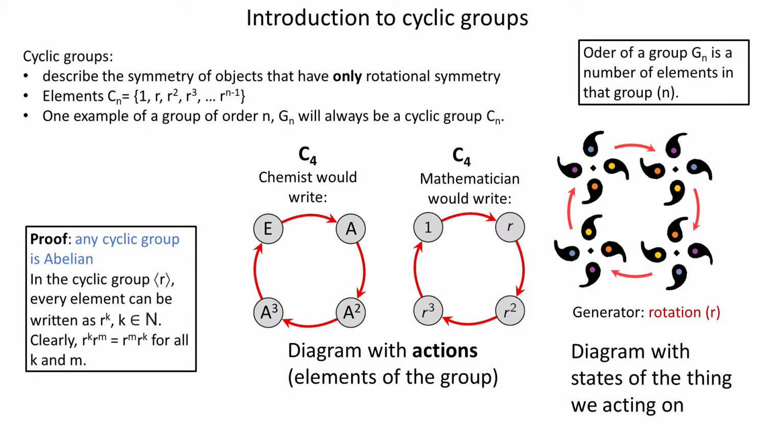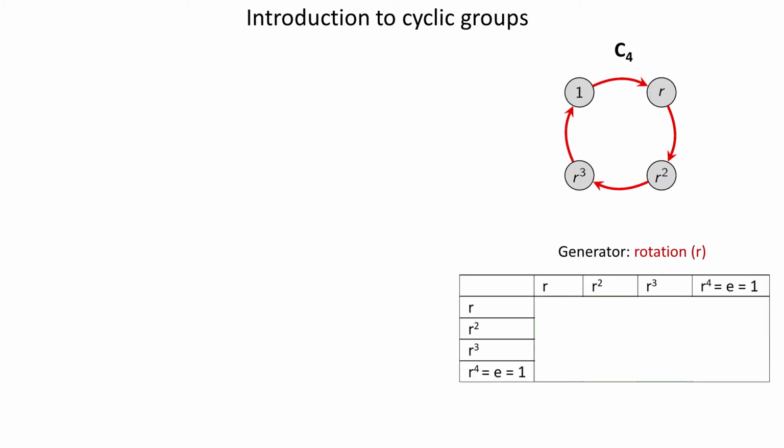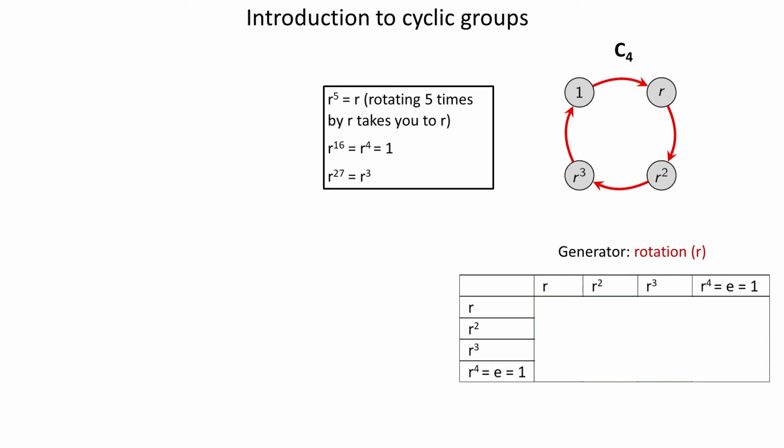That simply comes from the fact that r to the power of k times r to the power of m commutes. Now let's think about a Cayley table for C4, so r is 90 degrees. To tackle this, we first need to realize that if we do r 5 times, that is r to the power of 5, it gets us back to r. Similarly, r to the power of 16 reduces to 1, or r to the power of 4 if you like, and r to the power of 27 reduces to r cubed.